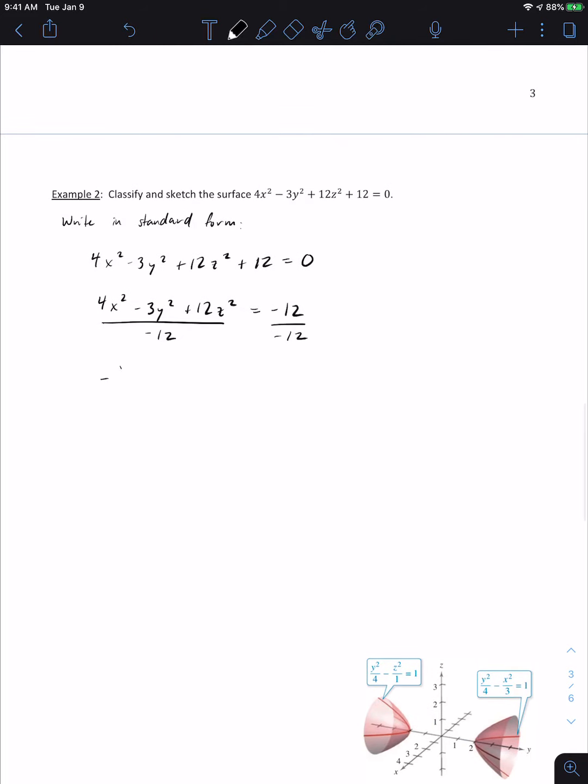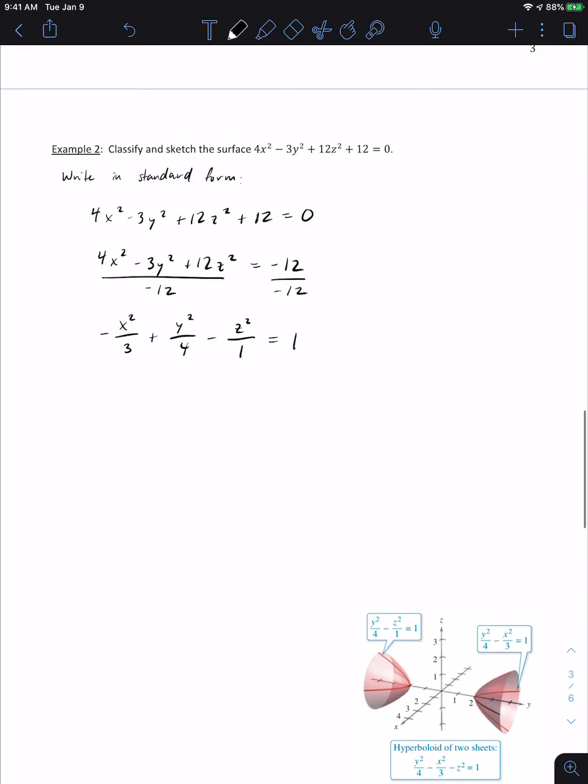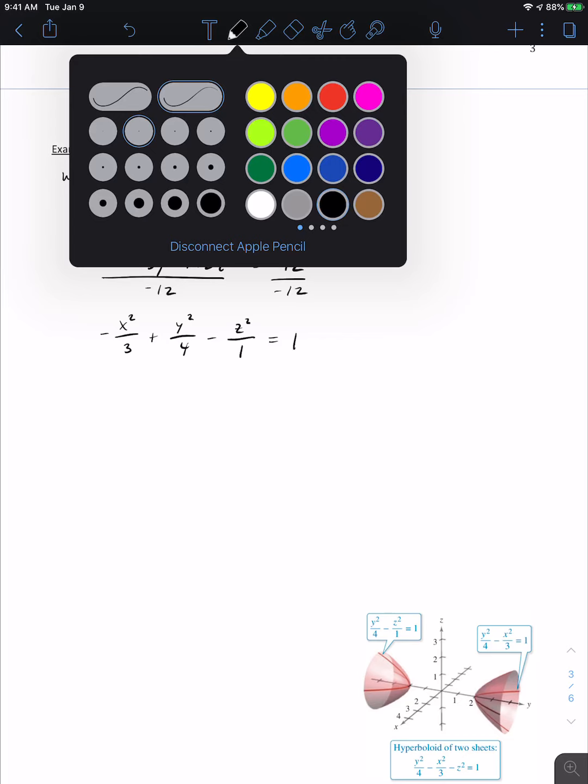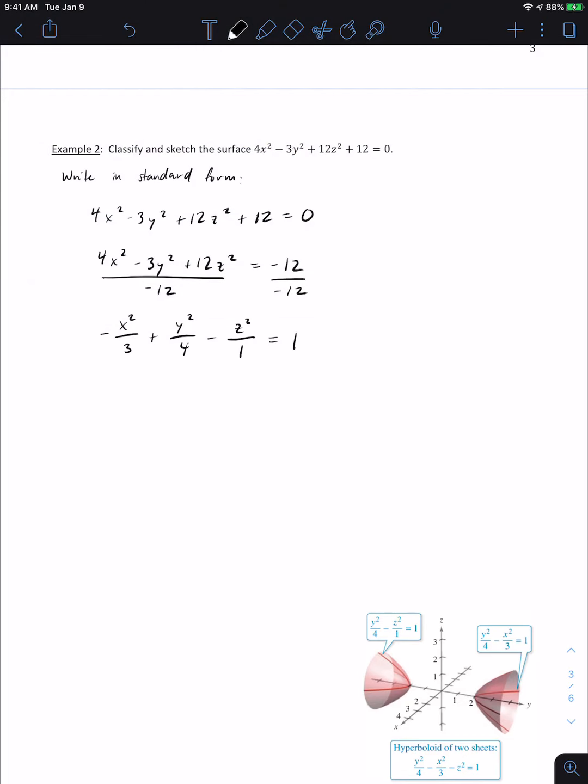So here I get negative x squared over 3 plus y squared over 4 minus z squared, and I'm going to be a little redundant and put over 1, and that equals 1. Right? So this is the equation in standard form. I could rewrite it, because I have some minuses here, as y squared over 4 minus x squared over 3 minus z squared over 1 equals 1. And again, this is our standard form.